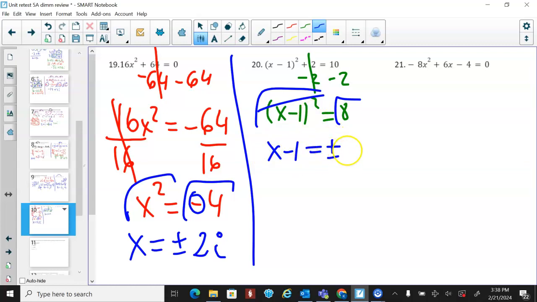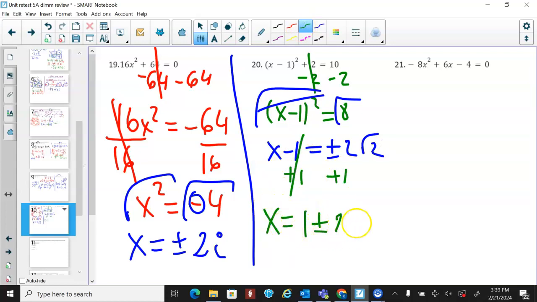And then the answer is plus or minus, and the square root of 8 is 2 root 2. There is no i, okay? And then all I have to do is add the 1. At the end, x will equal 1 plus or minus 2 root 2. You do not combine the radicals with real numbers, okay?